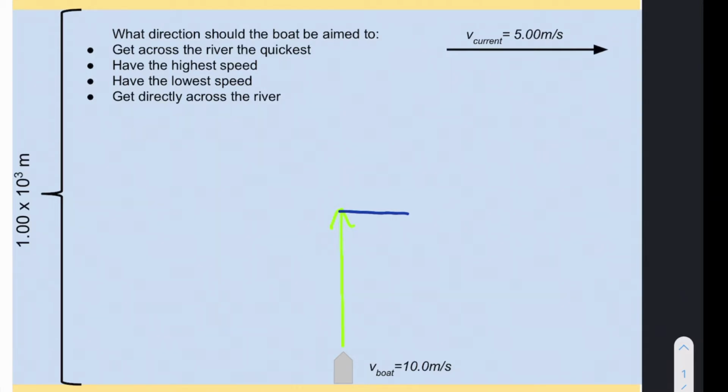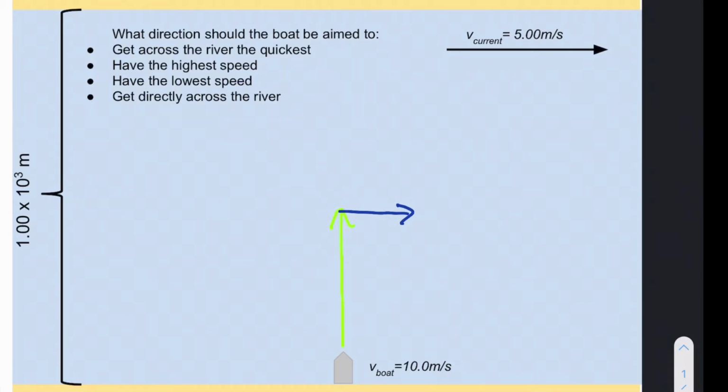Now, in class, we discussed how we would answer these four questions here. What direction should the boat be aimed to get across the river the quickest, to have the highest speed, have the lowest speed, and get directly across the river? That's four different questions, and we need to answer those. Now, the easiest ones are the highest speed and lowest speed relative to a person on the shore. If they're looking at the boat when it's going the fastest, it would be going parallel to the river in the direction of the current.